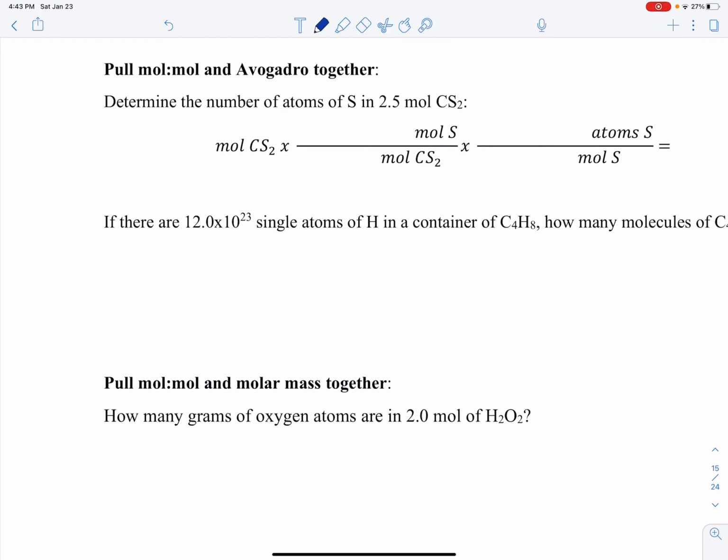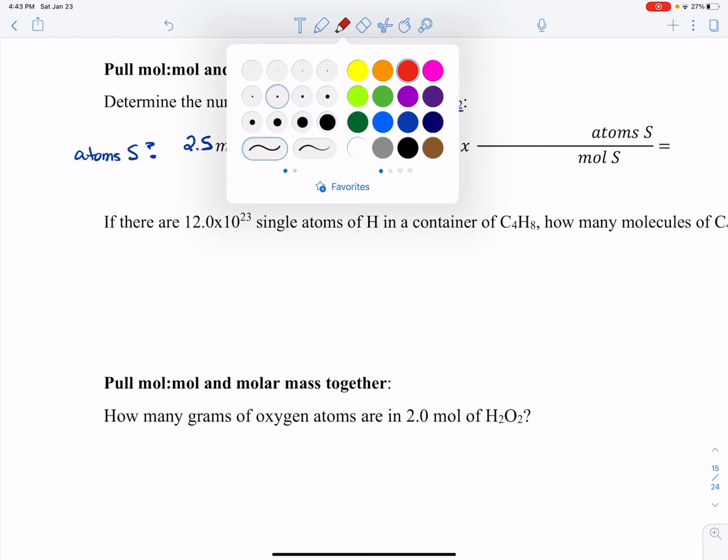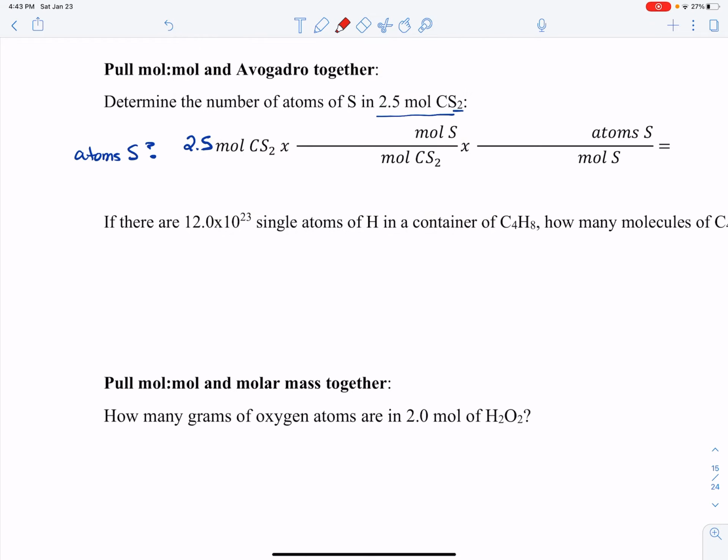So hopefully you understood those relationships. You feel like you're getting that. So we're going to pull together this idea of being able to go within a molecule and figure out a relationship with Avogadro's number. Determine the number of atoms of S in this many moles of CS2. So we have 2.5 moles of CS2. And then notice, we immediately write moles of CS2 on the bottom.